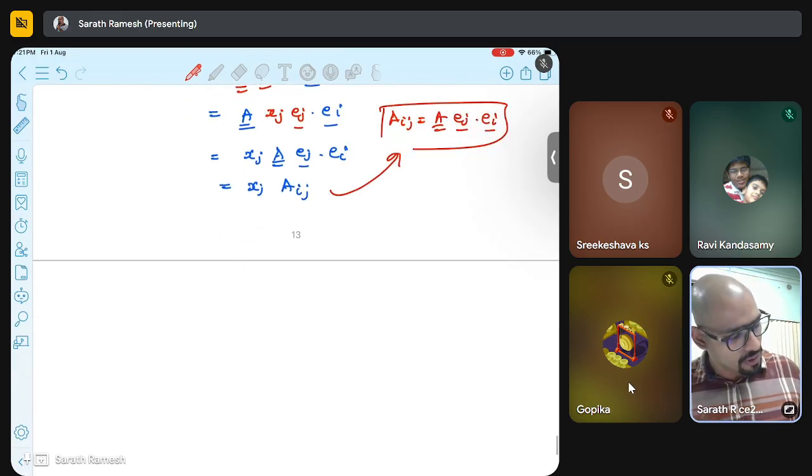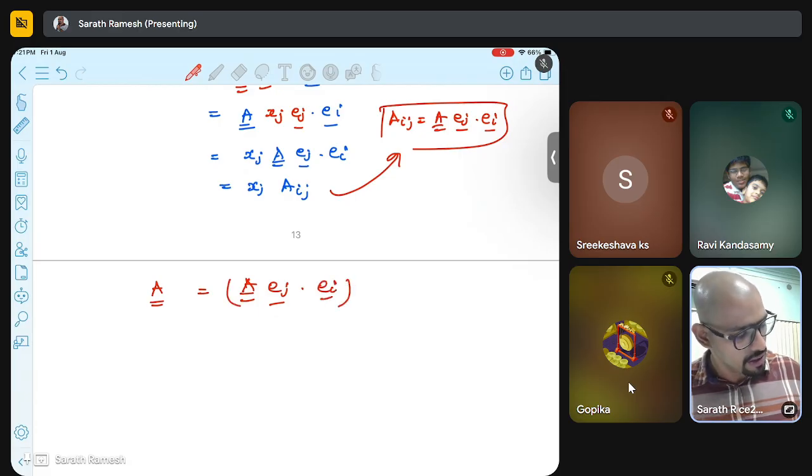Now, if I want to represent this tensor A, then A e_j dotted with e_i is the component, and the basis is e_i tensor product e_j.